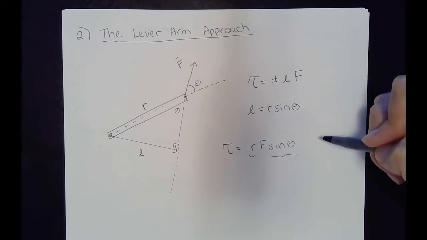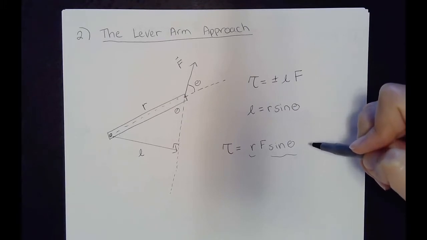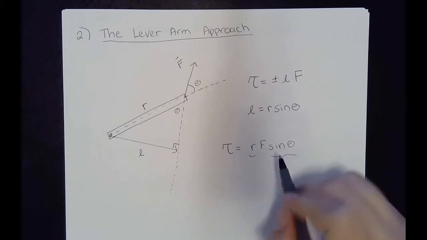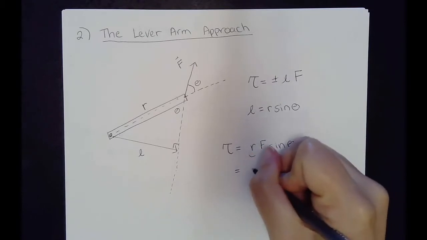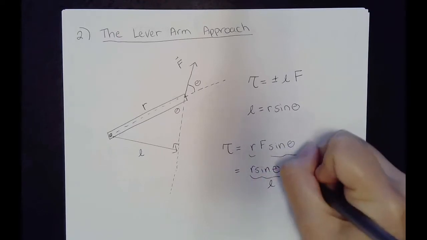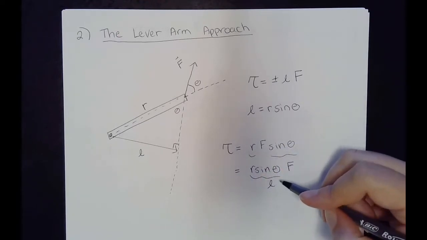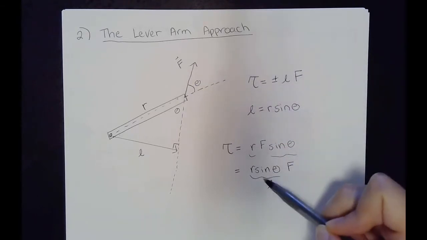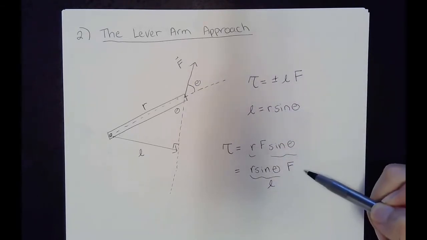Now notice that this really isn't a new method of calculating torque. We're always using the same definition, but it's saying that torque equals R F sine theta. So let's pull out that R sine theta and call it L. And you can think of this as the perpendicular component of R to F. So we have the perpendicular component of R times the force in this method.